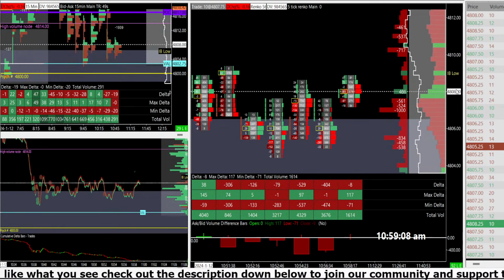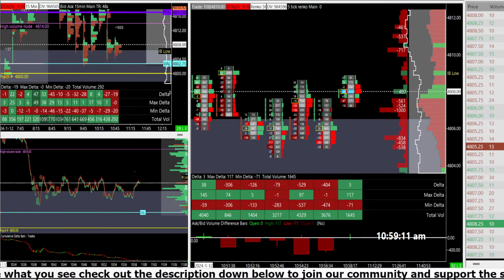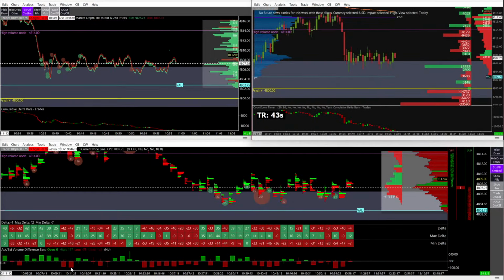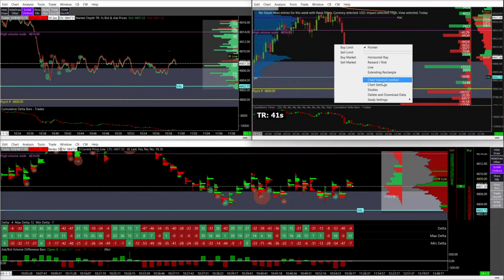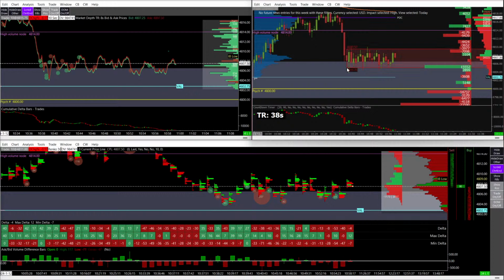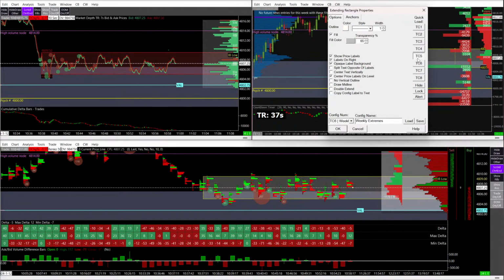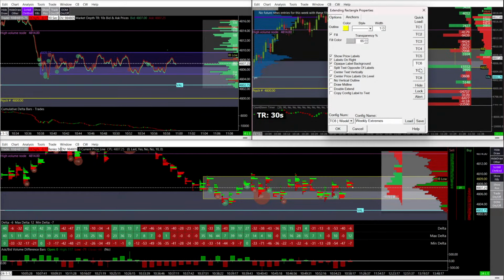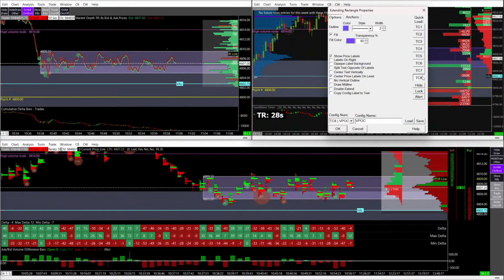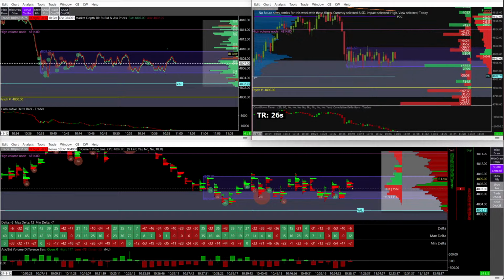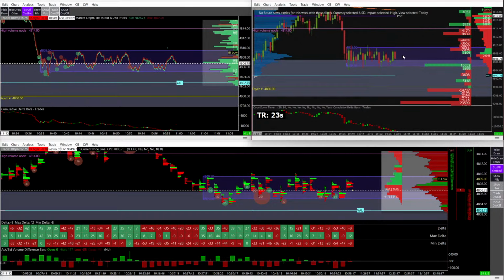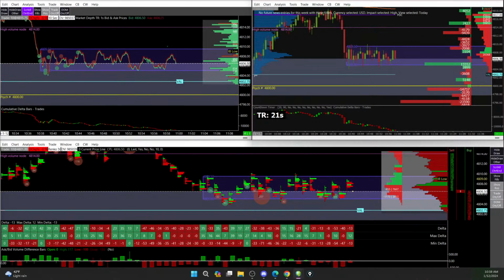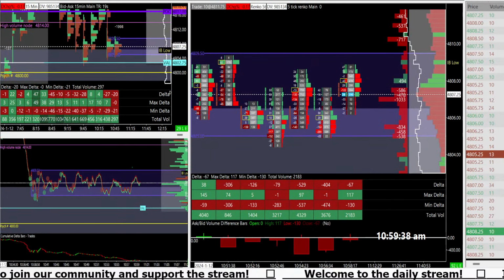We're still just inside value, just chopping around. I might even just walk away and run to the store, because I don't care to trade this. I gotta work later today. We're still just in this zone. We'll make it this color. Yeah, we're just trading inside this zone right now. But yeah, Anna Coling, she has a great one.